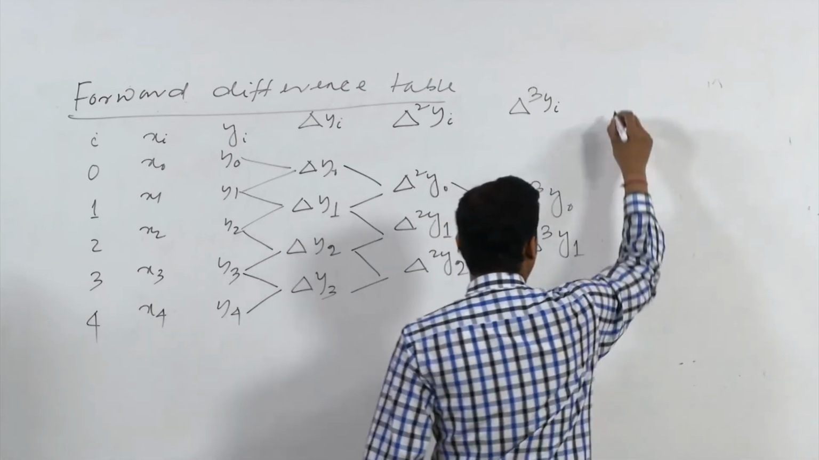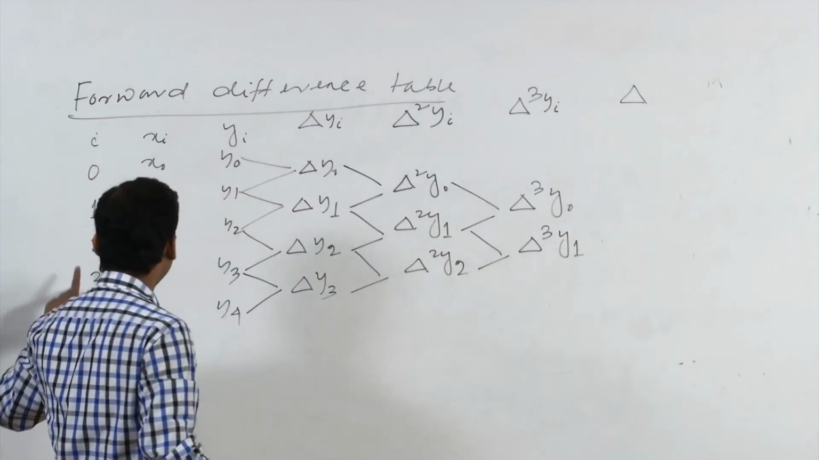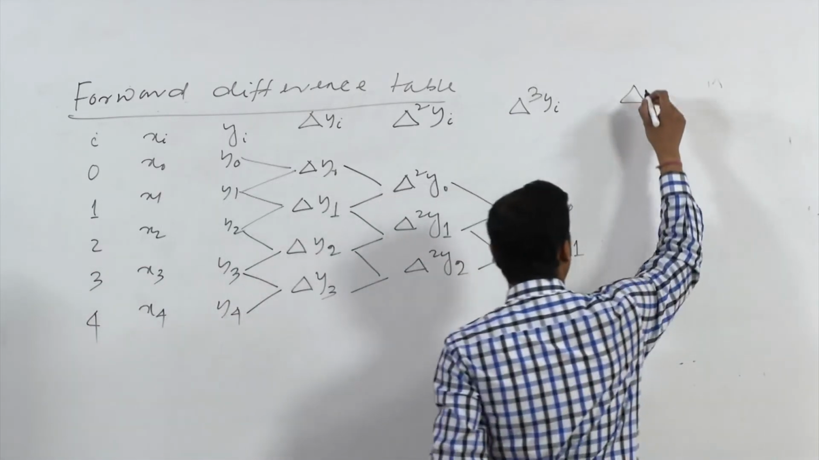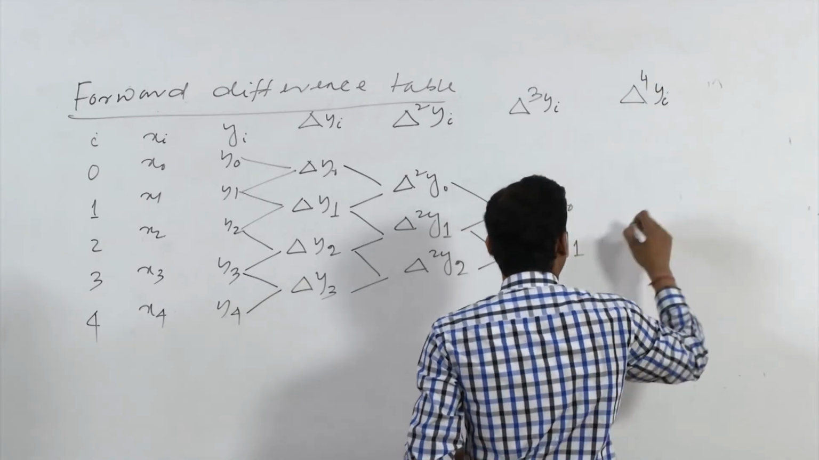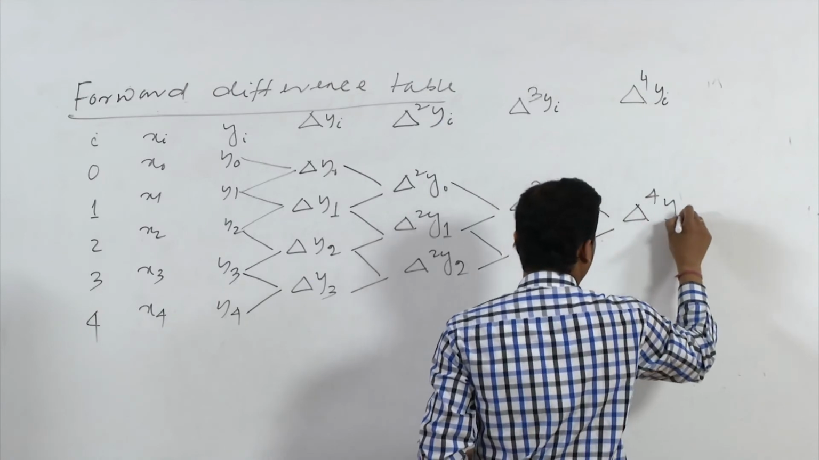Again, if you take the final difference, since we have five different points, five different points means lastly we can go up to the polynomial of degree 4 here. So I can write the difference of these two as delta to the power 4 of y0 here.